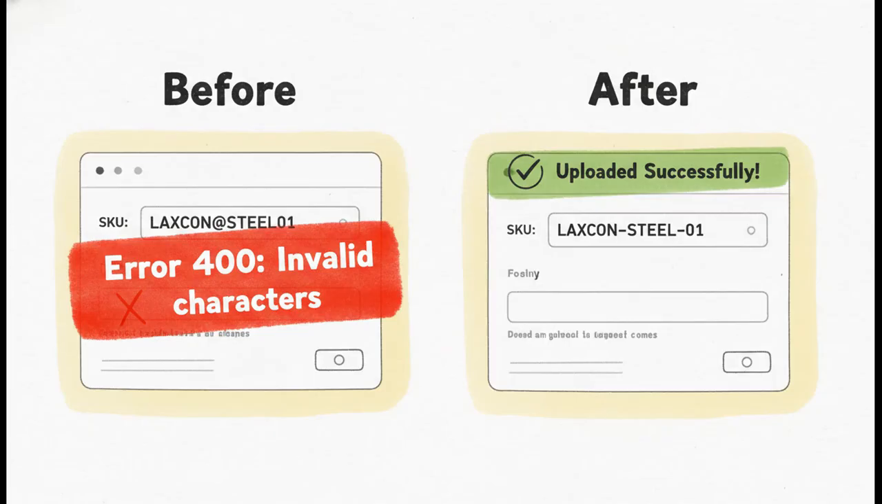And here is a perfect real-world example of what I'm talking about. A seller tried to use an @ symbol in their SKU, and wham! They got hit with an error 400, invalid characters. The whole listing was just rejected. They made one simple switch to a hyphen, and boom! Listing uploaded, no problem. This just shows how a tiny mistake can bring your entire operation to a grinding halt.